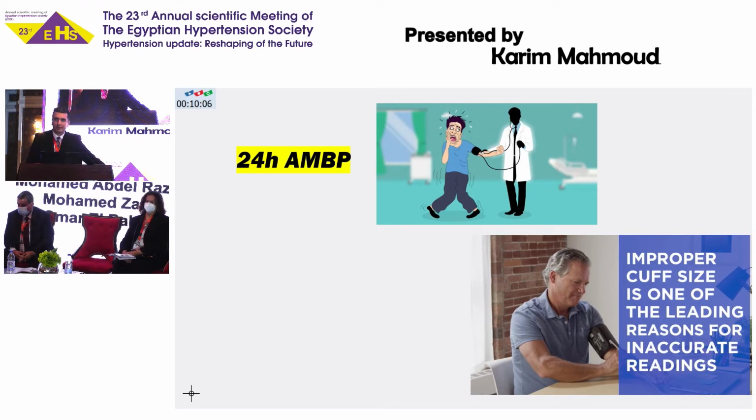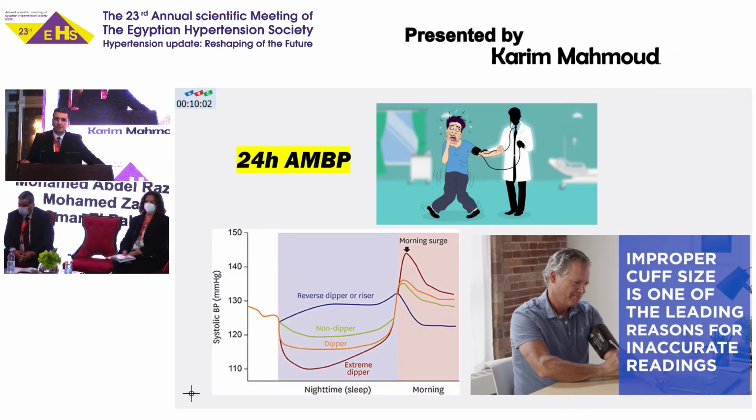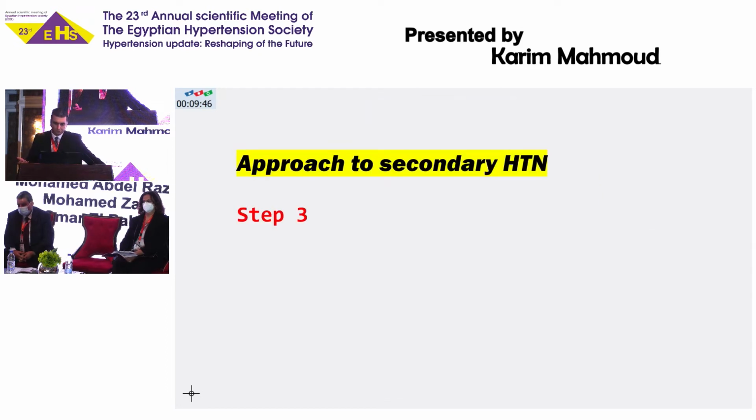In this case, we might have a falsely high blood pressure. And third is detection of the dipping state. Normally, the patient should have a 10% nocturnal dipping of the blood pressure. However, in many patients with secondary hypertension, we might have a non-dipping or reversed dipping of blood pressure.